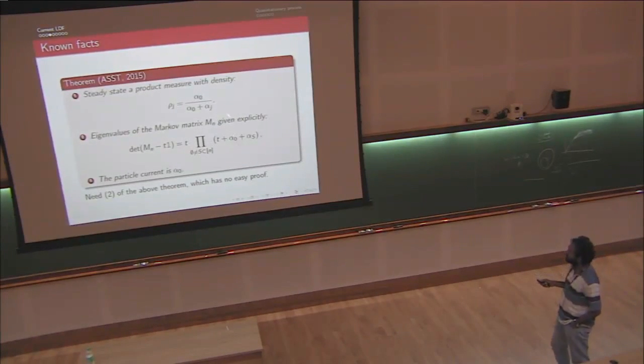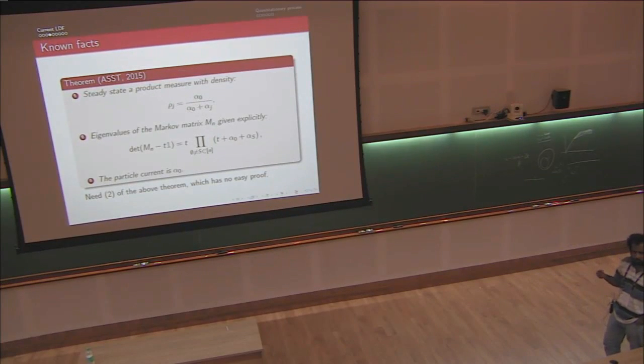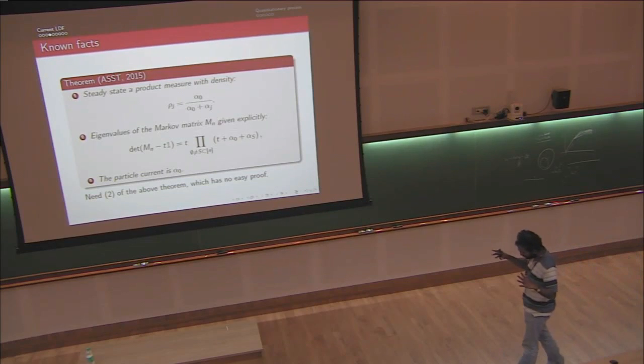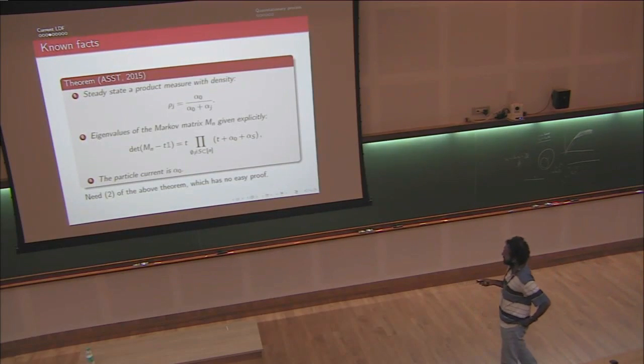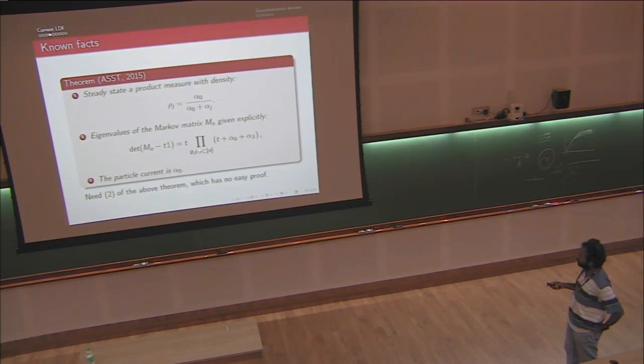But there are actually some other things that are true for this, from old work. Even though this is a non-equilibrium process, totally asymmetric, the steady state is a product measure with the density at site j given by rho j, which is alpha 0 over alpha 0 plus alpha j. Moreover, the Markov matrix, which is this 2^n by 2^n matrix, has extremely nice eigenvalues. Its characteristic polynomial has a factor p, which comes from the fact that there's a 0 eigenvalue with multiplicity 1.